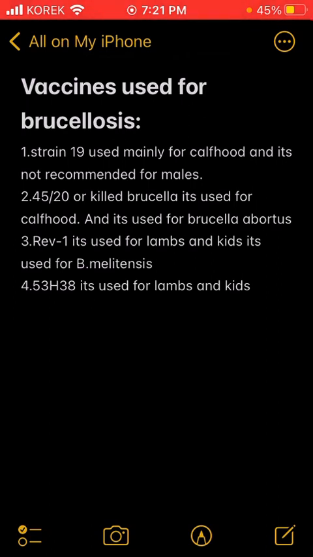We have Rev 1 vaccine. It's used for lambs and kids, in cases of Brucella melitensis. And we have 53H38. It's used for lambs and kids.